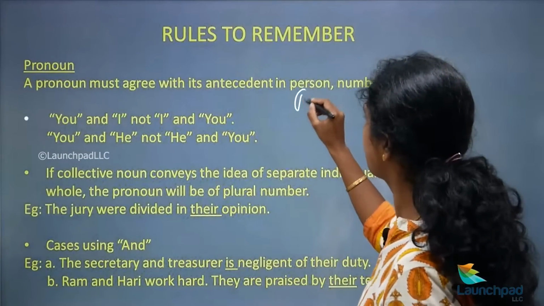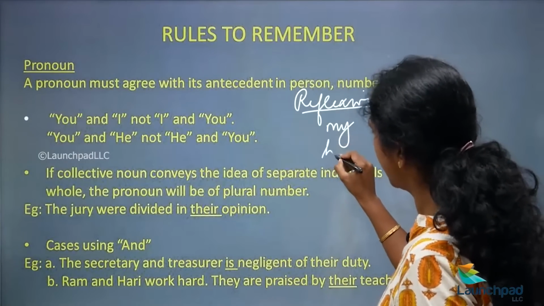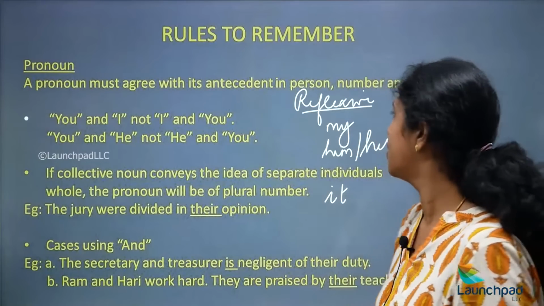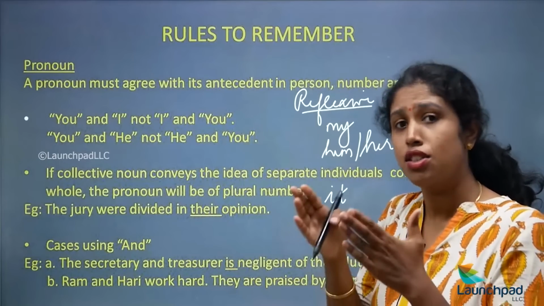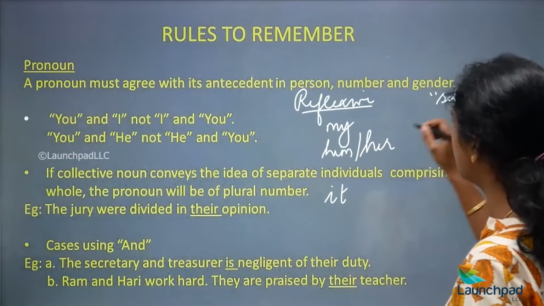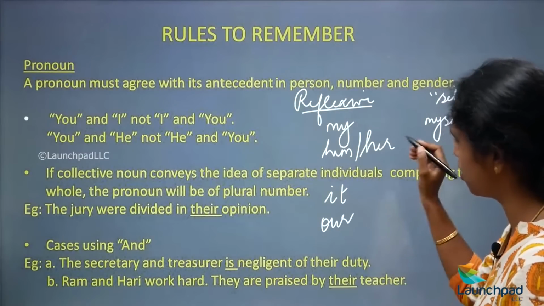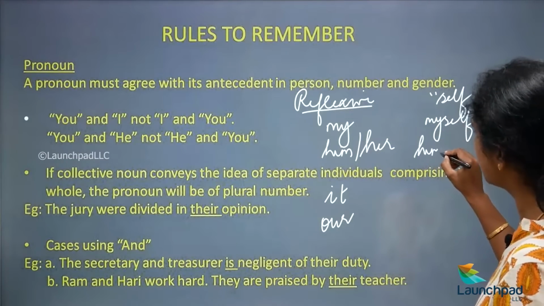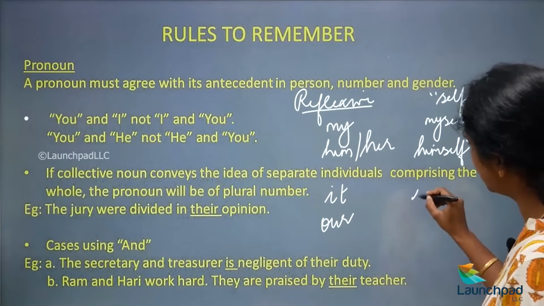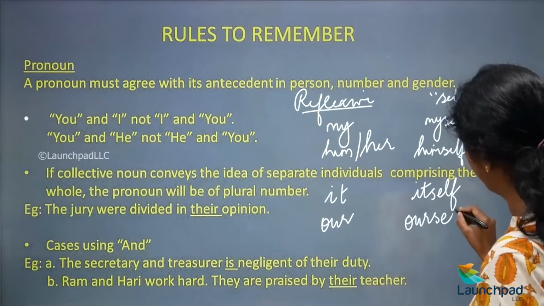So next is your reflexive pronoun, okay? So my, him, or her, and then it. So these are your reflexive pronouns which reflect upon yourself. Same pronoun, okay, what happens when you're adding the word self? It becomes myself, himself, or herself, itself or ourself, yes.